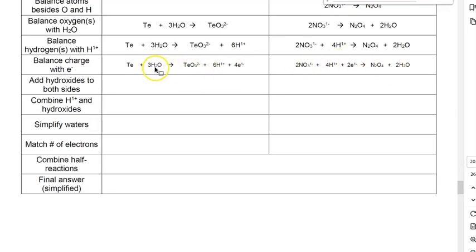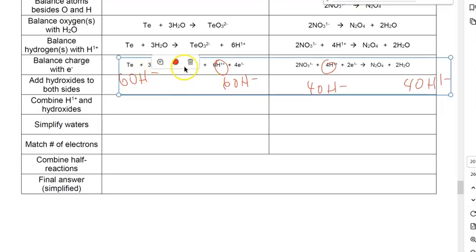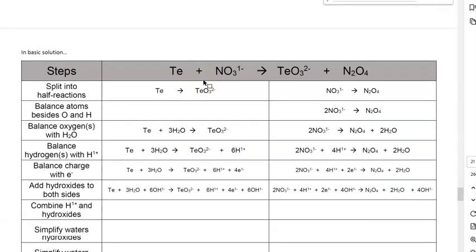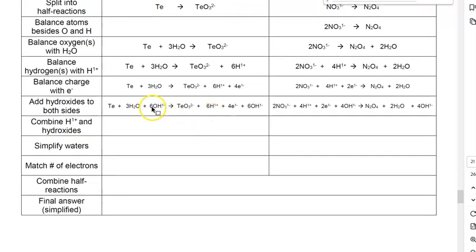So we are going to add, because we have 6H+, we're going to add 6OH minus to this side, but we also have to add 6OH minus to that side. Over here, because we have 4H+, we're going to add 4OH minus to this side, and we're going to add 4OH minus to that side. Okay? Let me show you what that looks like. Looks like this. So here is my 6 OH minuses I had to add, and here is my 6 OH minuses. Have to do it to both sides. In each half reaction I had 4 H plus, so I had a 4 OH minus, but to both sides.